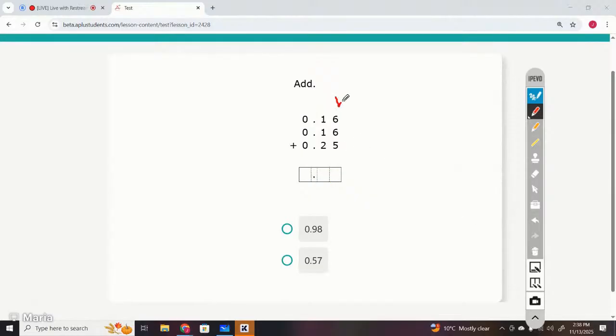Okay, let's just add the digits that are at the 100th position, then the 10th position. So let's just add 6 plus 6 is 12, and 12 plus 5 is 17. Write 7 and carry 1. 2, 1, 3, and 4, and 1, 5. That is 0.57. The correct option is 0.57. Option number 2 is the correct option.